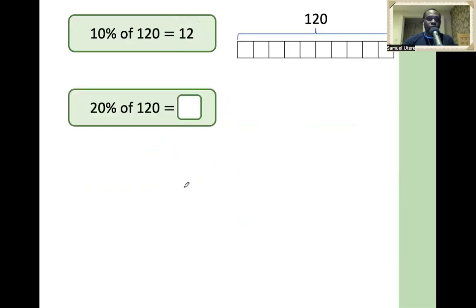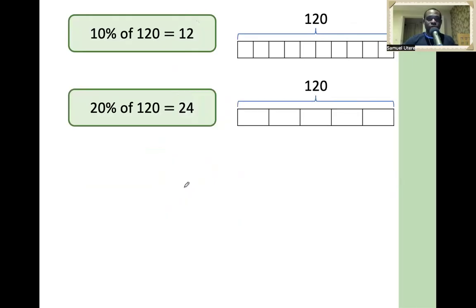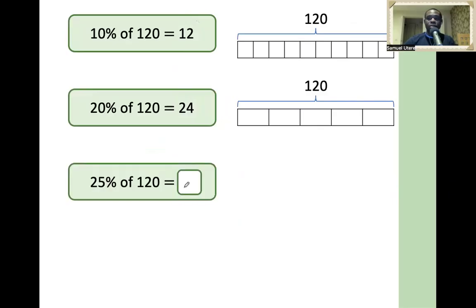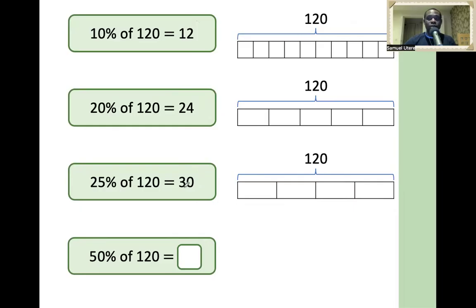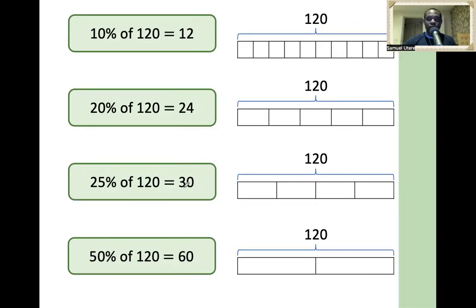Now if you're asked to find 10% of 120, you should know what to do. 120 divided by 10, which is 12. 20% of 120 is 120 divided by 5, which is 24. 25% of 120 is 120 divided by 4. That's 30. 50% of 120 is 120 divided by 2, which is 60. So these are important facts you need to know.